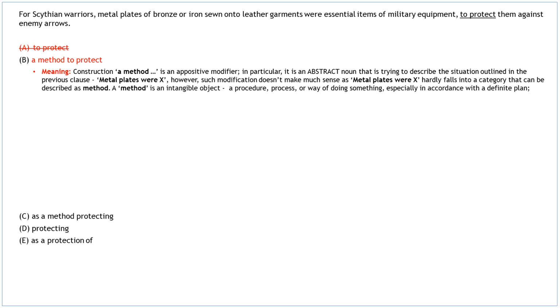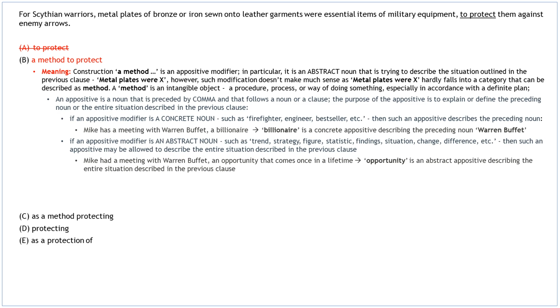A method is an intangible object, a procedure, process, or way of doing something, especially in accordance with a definite plan. An appositive is a noun that is preceded by comma and that follows a noun or a clause. The purpose of the appositive is to explain or define the preceding noun or the entire situation described in the previous clause.